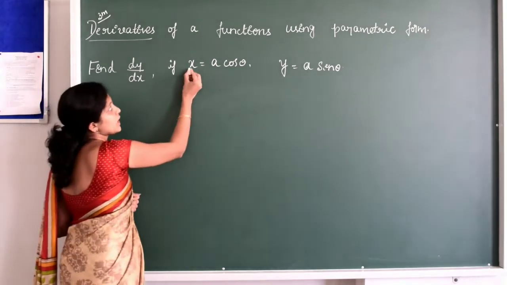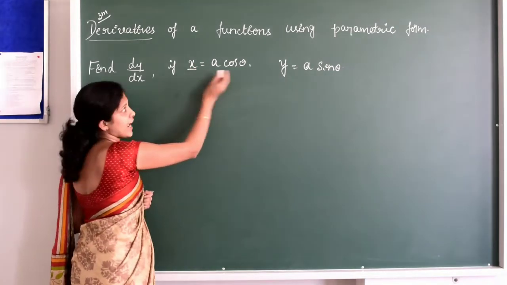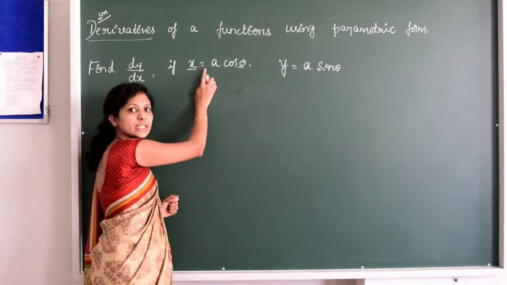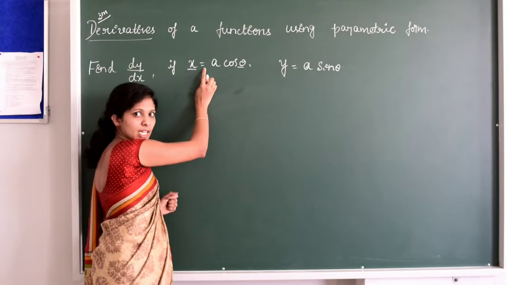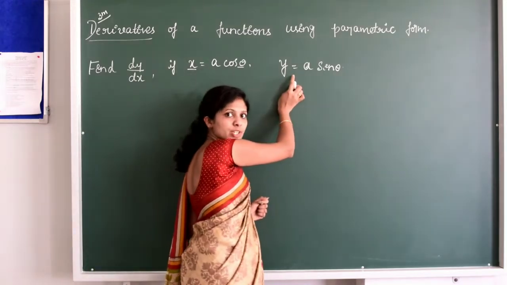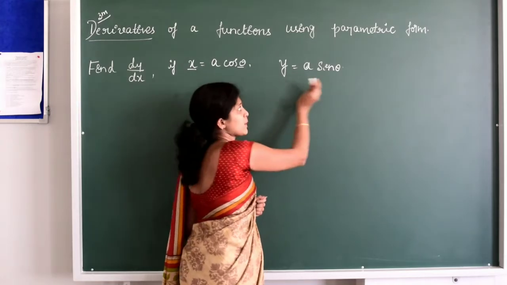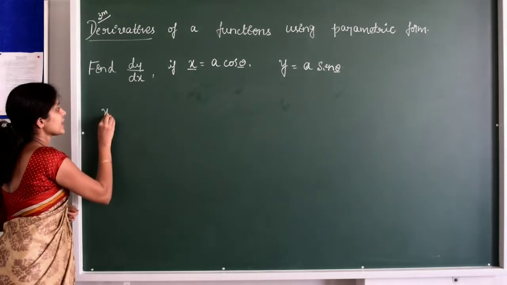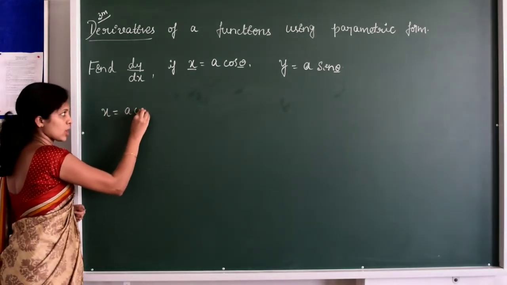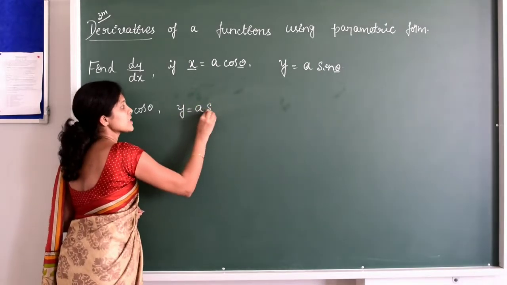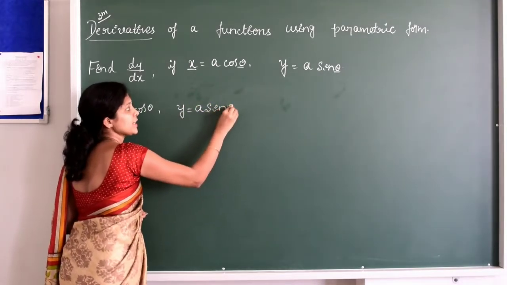What do you have to do? Here dx is there, right? And here the variable is theta. So you have to differentiate this function with respect to theta. Is it clear? You have to differentiate the first function with respect to theta. Similarly, you have to differentiate the second function also with respect to theta, because here the variable is theta. First, it is given that x is equal to a cos theta and y is equal to a sin theta. Now you have to find dy by dx.